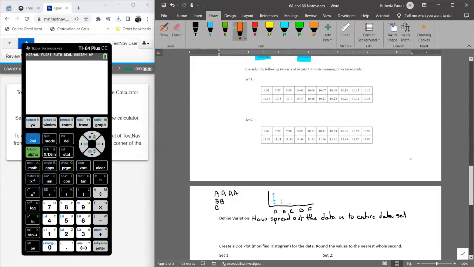And so this can have either high variation or low variation. Low variation means that there is generally one peak. We can also say the data is centered around a specific value.